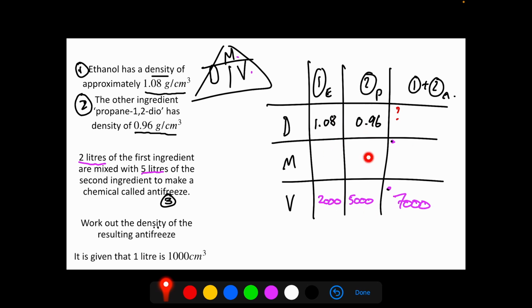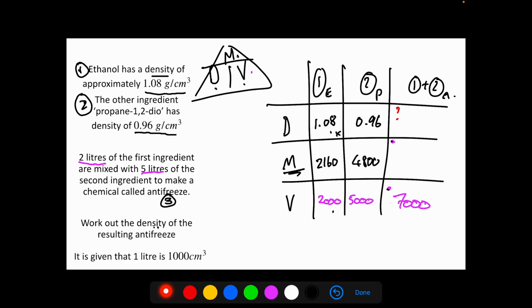It's time to work in the columns then. Let's use these bits of information to find the middle bit. This is mass. How can I find mass? Mass is density times volume. So I'm going to multiply these numbers together, and that's going to give me the mass in grams. So 2,000 times 1.08 gives me 2,160. Let's do the same for this one over here. So 0.96 times 5,000 gives me 4,800.